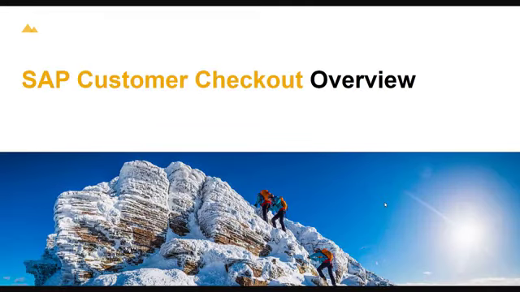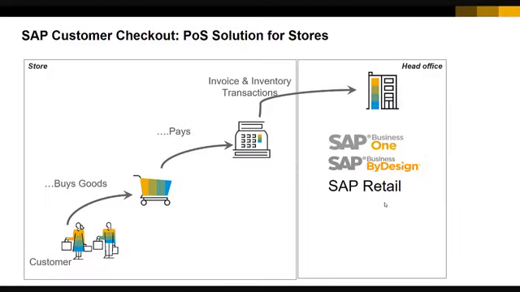For all those of you who are very new, SAP Customer Checkout supports the checkout process in a physical store. A customer walks into a physical store, buys all the different goods, then goes to the POS terminal where the cashier is, pays for these goods and leaves the store. This transaction, which is created in the POS terminal, is then posted to the corresponding SAP ERP system. We support integration to SAP Business One, SAP Business ByDesign and SAP Retail.